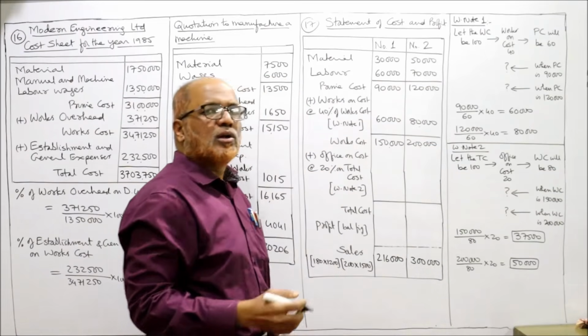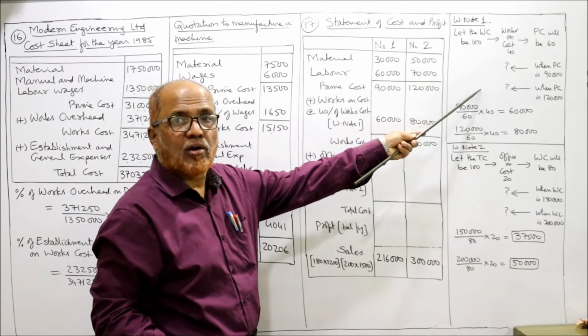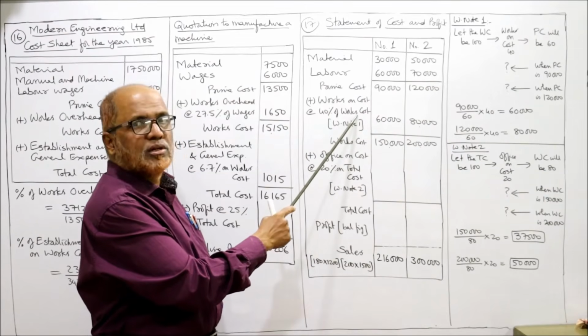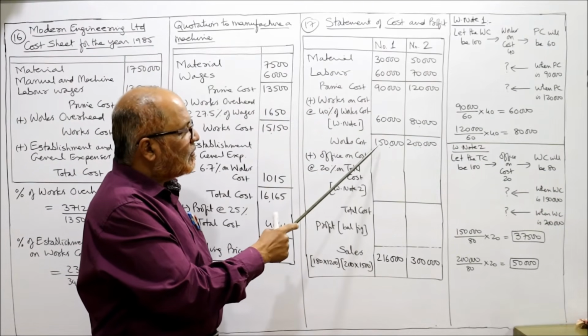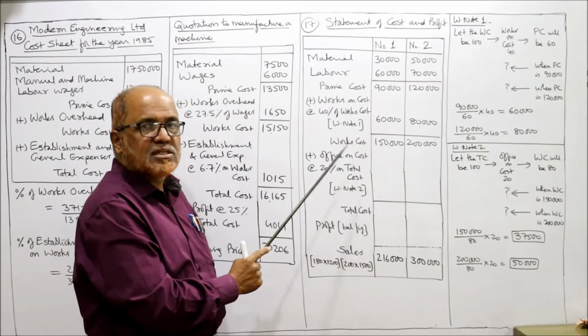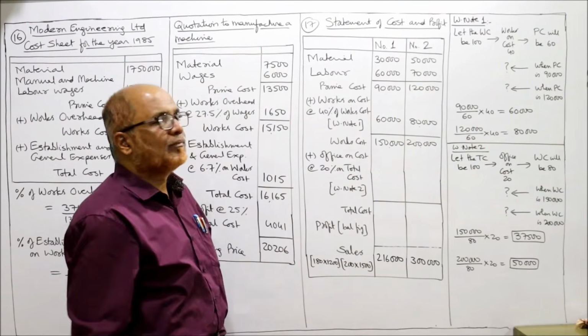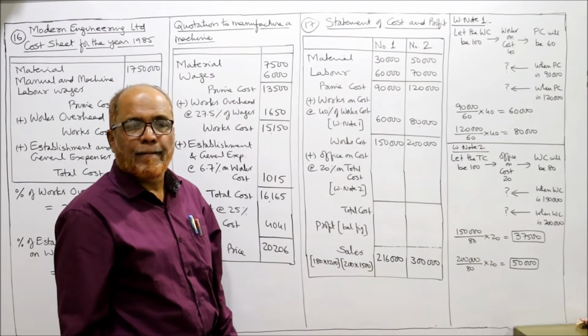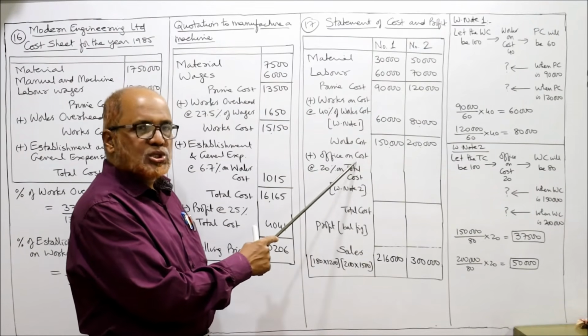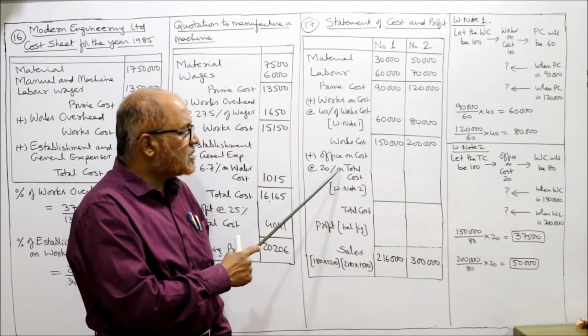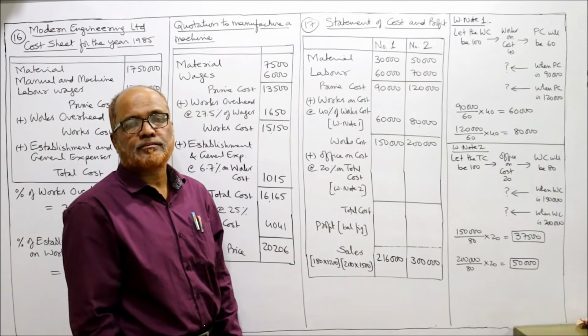Now you can verify also whether we have done this thing correctly or not. It is saying works on cost is 40% of works cost. So calculate 40% of 1,50,000, definitely you will get 60,000. Similarly, 40% of 2 lakhs, you will get 80,000. Our calculations are right. Now, office on cost. Office on cost means administration overhead. It is 20% on total cost.